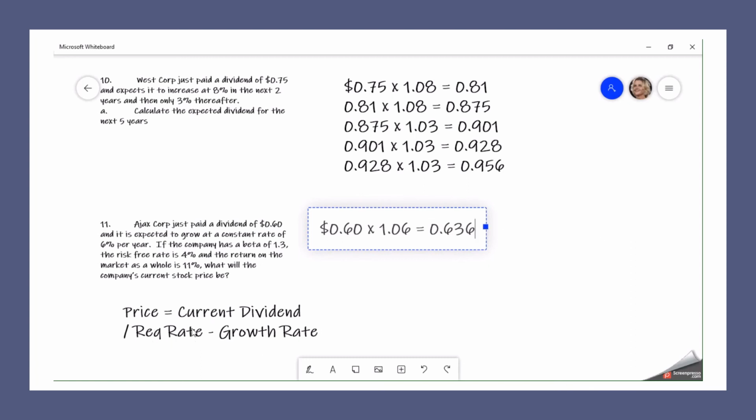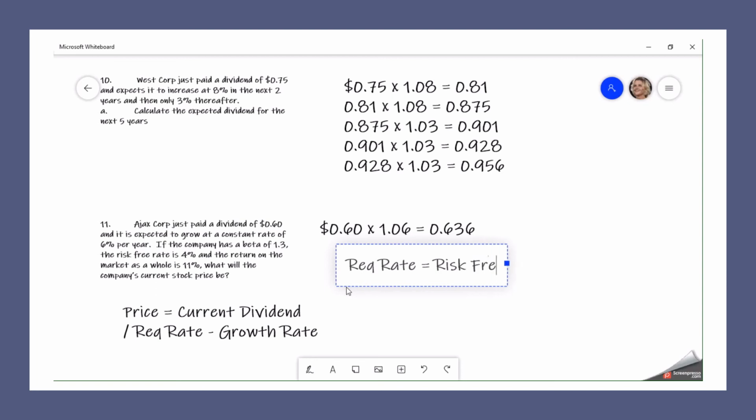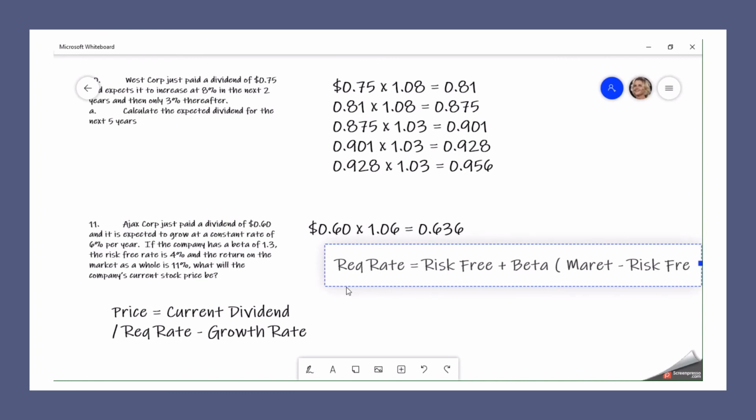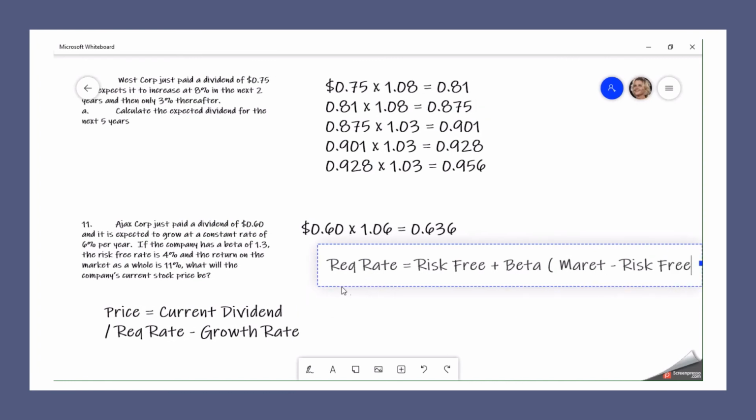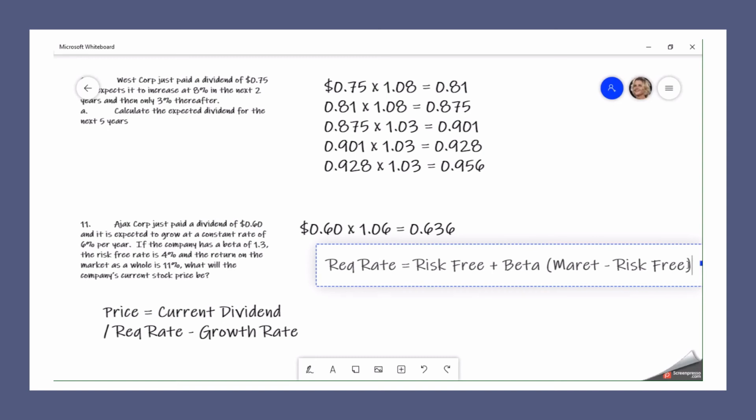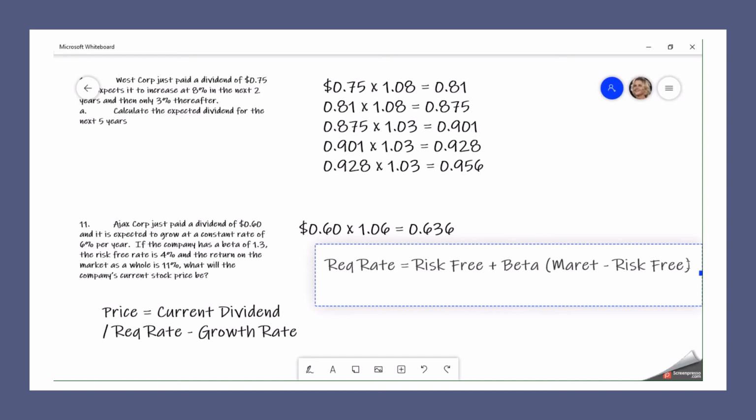Then the required rate, we also don't know. So we need to calculate that as well. So I'm going to, whoops, try that again. There we go. Okay, so then it's that same formula that we just did in the last chapter, but it's going to be our risk-free rate plus the beta times the market minus the risk-free. So then we'll come down and we'll fill that in. So we don't know what that required rate is. That's what we're looking for.